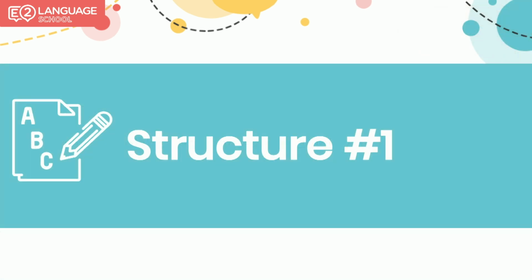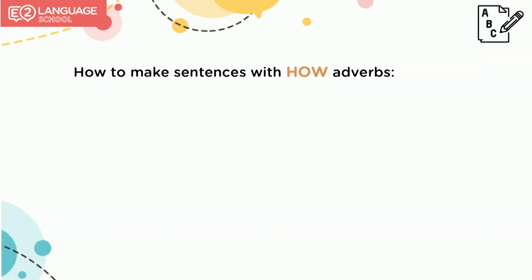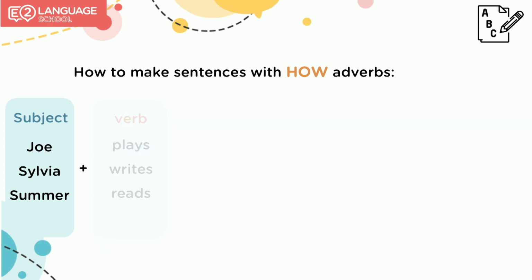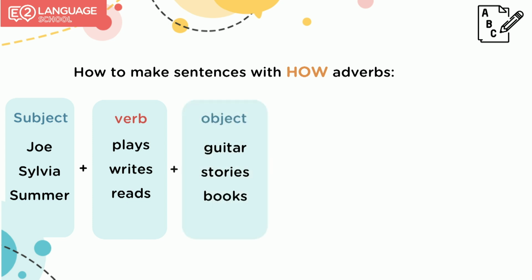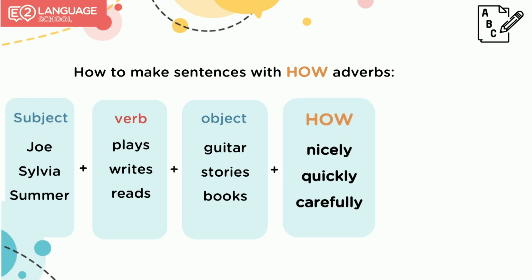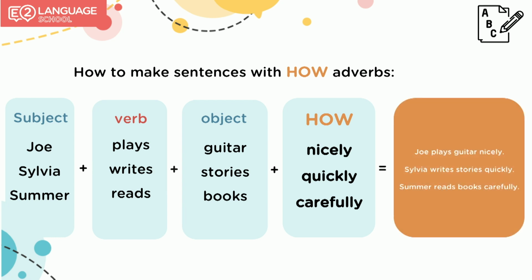Let's look at the structure. Let's look at structure number 1. So how do we make sentences with how adverbs? Well, we start with a subject like Joe or Sylvia or Summer, and then we need a verb like plays or writes or reads. And then we need an object like plays the guitar or writes stories or reads books. And then what we can do is add in the how adverb here. And this is the best way to do it. So, for example, Joe plays guitar nicely, Sylvia writes stories quickly, and Summer reads books carefully.